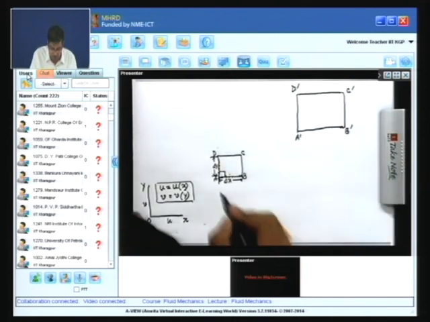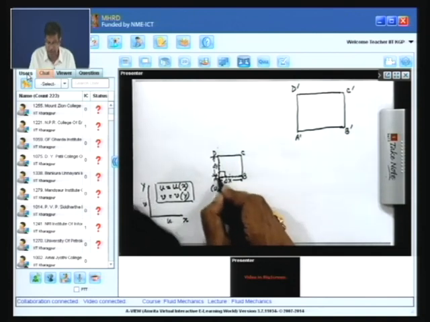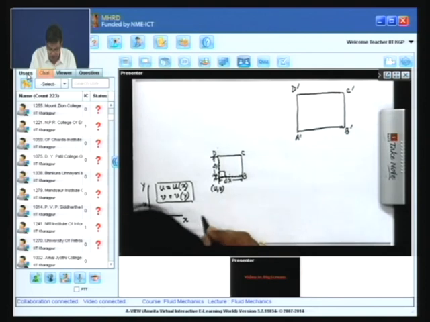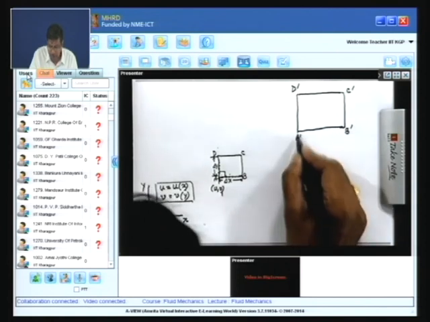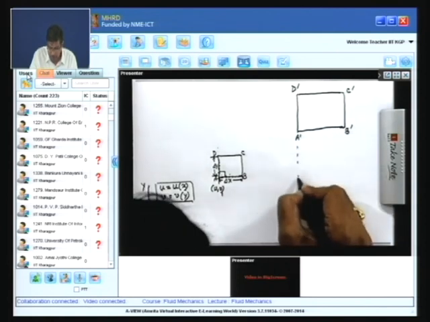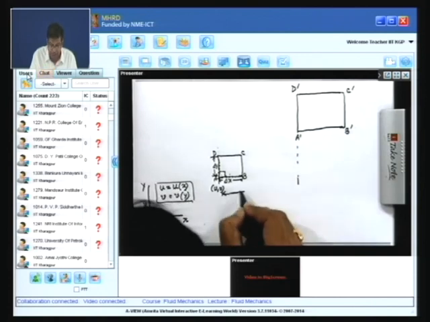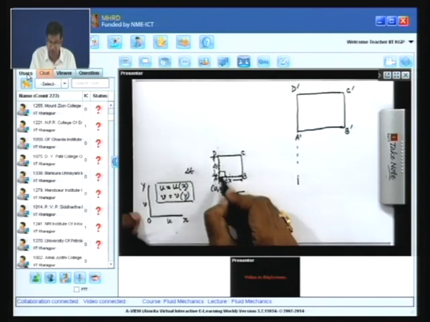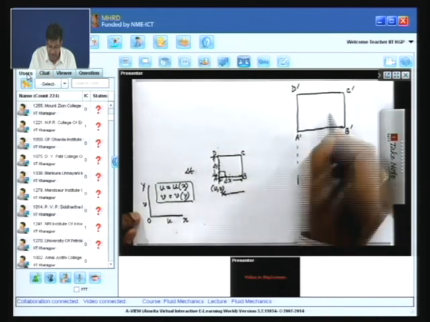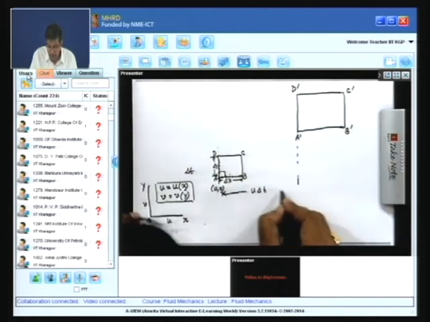Now if we define the velocity components u and v at the point A, then we see the displacement of A. If we draw a line here, the displacement of A will be after a time delta t. I have told that it takes time delta t for this element to move here. This A has a displacement u into delta t.